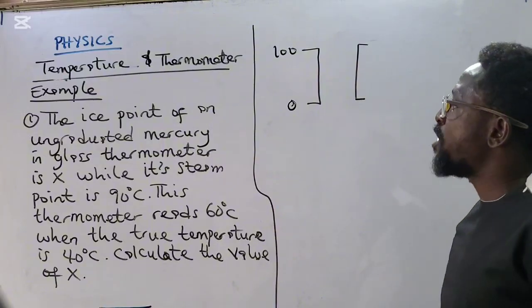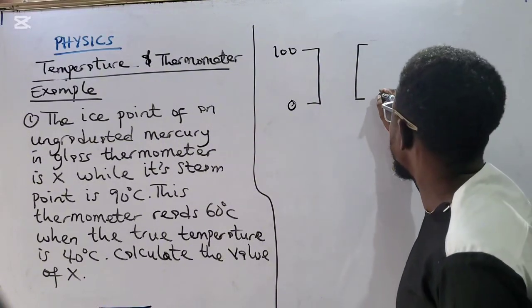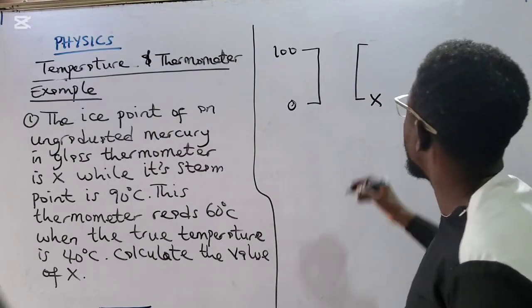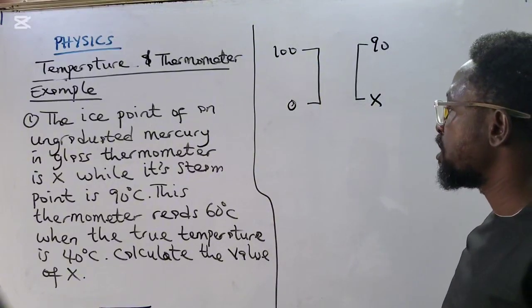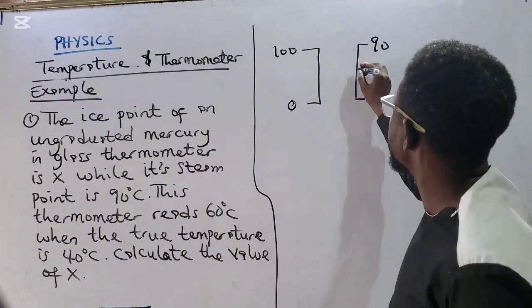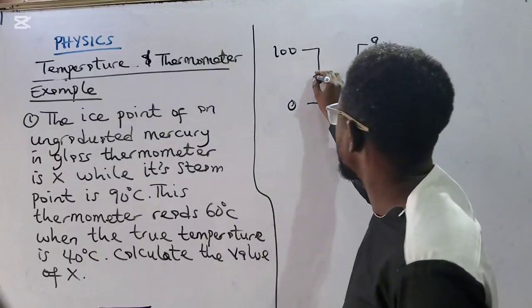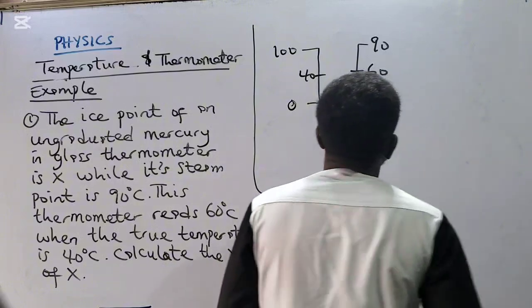You say the highest point of an ungraduated mercury-in-glass thermometer is X. That means X corresponds to 0. Y, the same point, is 90, which is the point corresponding to 100. This thermometer reads 60 when the true temperature, the actual temperature, is 40. Calculate the value of X.